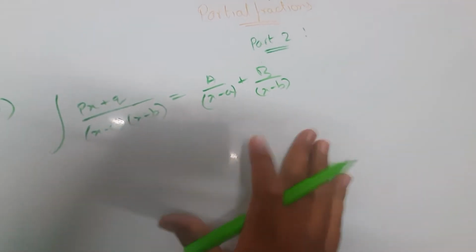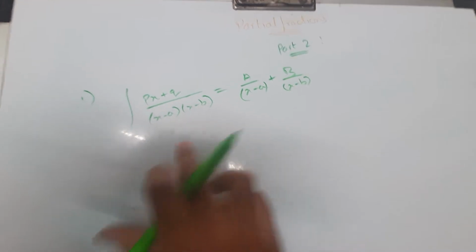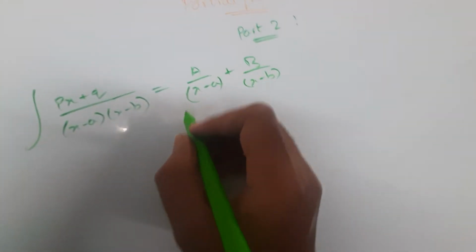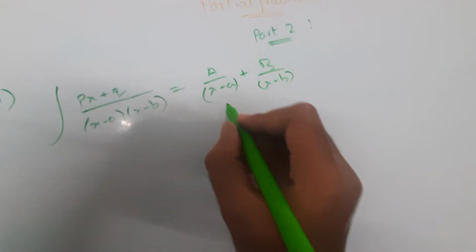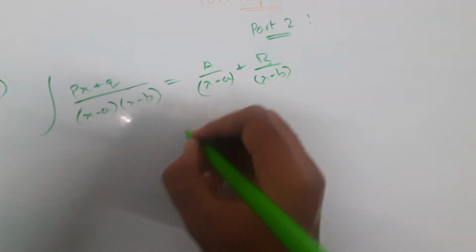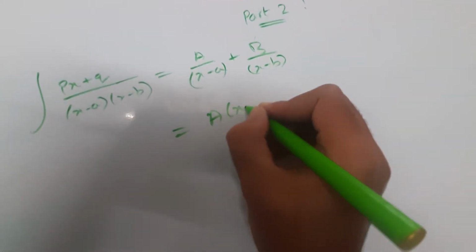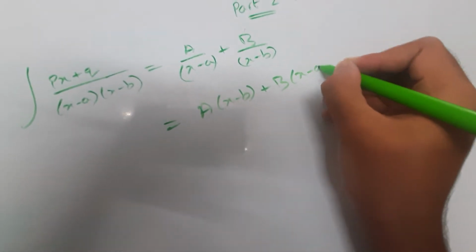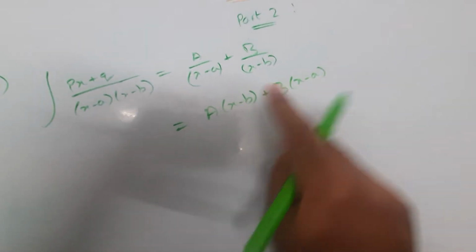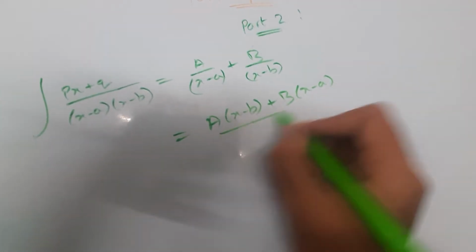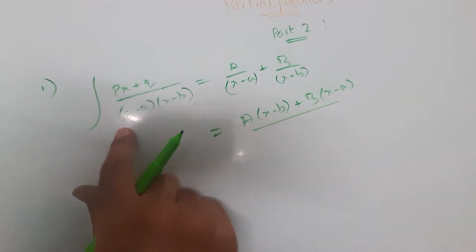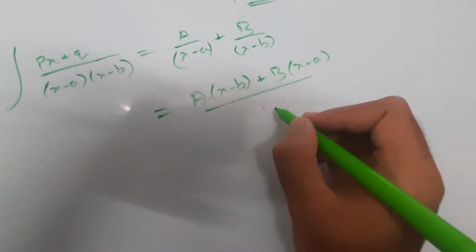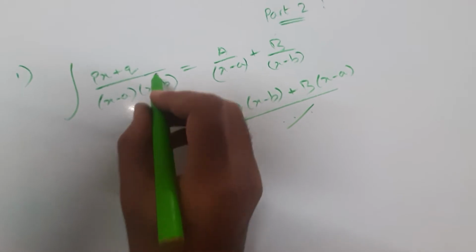We're just going to solve this, and type 1 and type 2 follow the same procedure, so it's going to be easy. What you're going to do here is, first, cross multiply these and get A(x - b) plus B(x - a). Because you cross multiplied and added both of them, you get the denominator (x - a)(x - b).